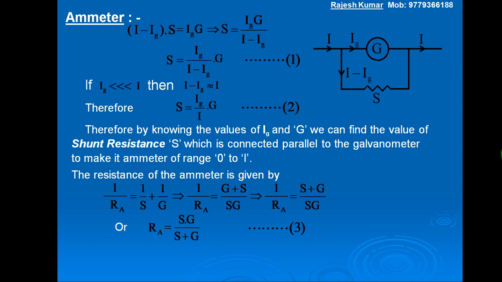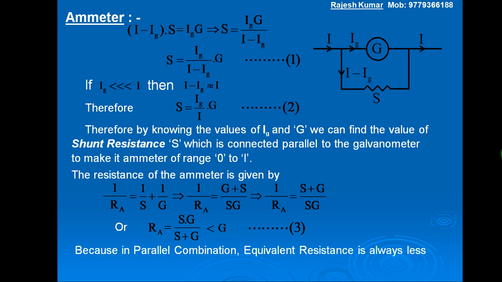The resistance of ammeter is less than capital G, the resistance of galvanometer, because in parallel combination, equivalent resistance is always less than each resistance connected in parallel.